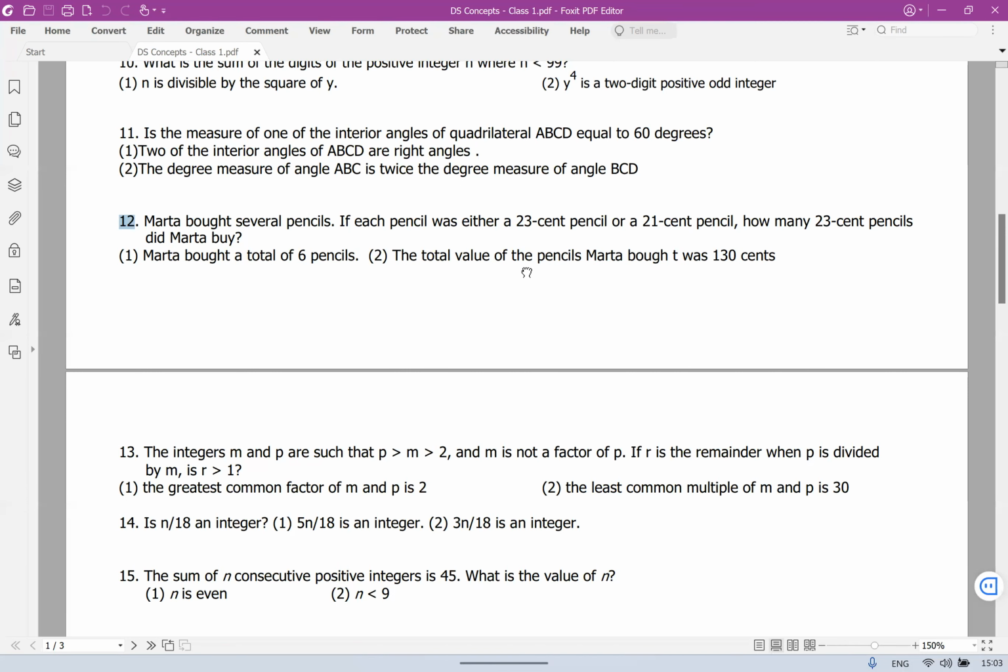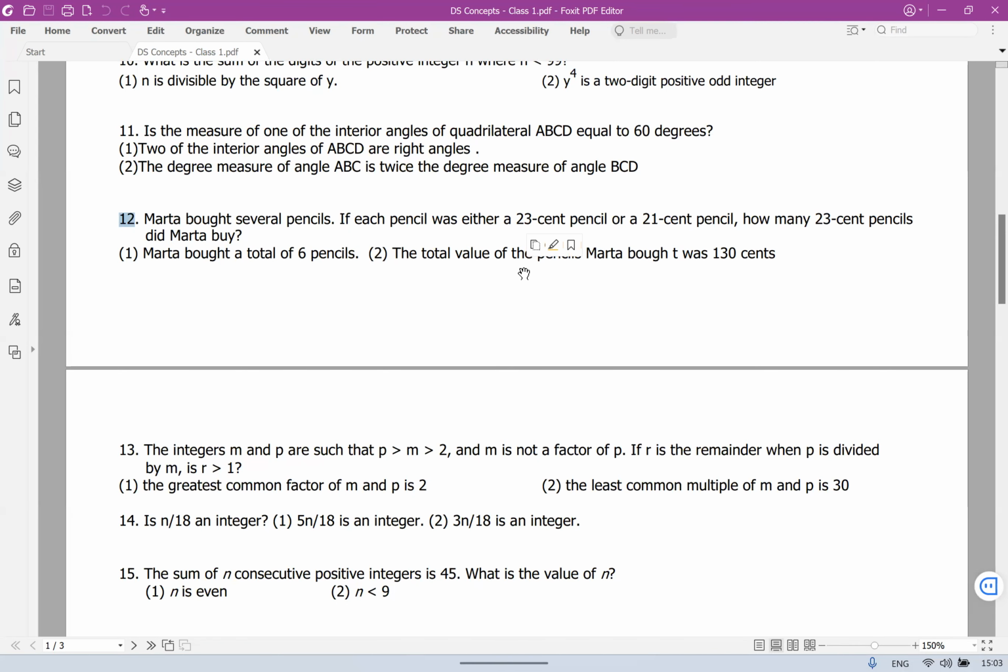The point is you have to ensure that you get two different values of X and Y, however the question is framed. That doesn't matter at all. But the logic says you say it's not sufficient when you have two different values of X. That's all.